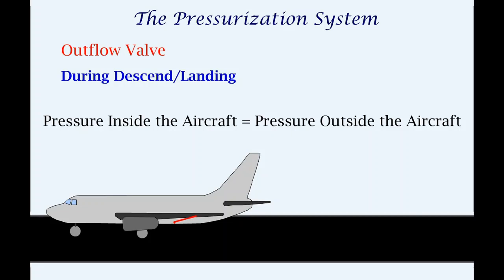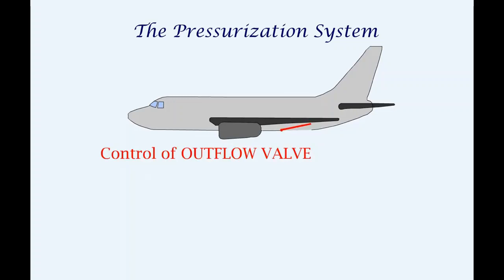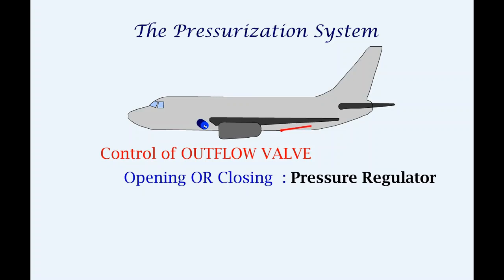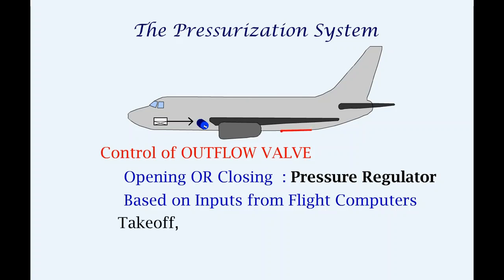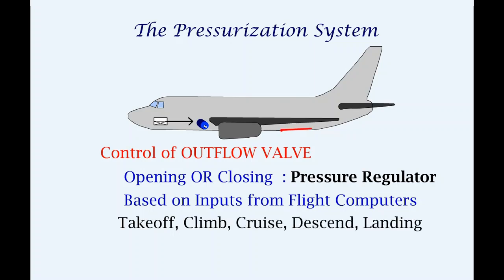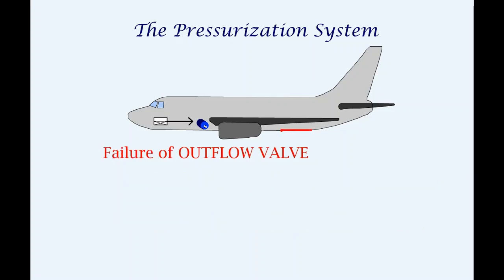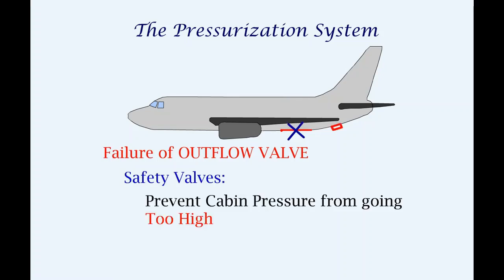The control of the outflow valve, that is the opening and closing, is done by a pressure regulator. The movement is based on inputs from the flight computers that give information about takeoff, climb, cruise, descent, and landing. In case of failure of the outflow valve, there are safety valves in the aircraft that prevent the cabin pressure from going too high or going below the ambient pressure.